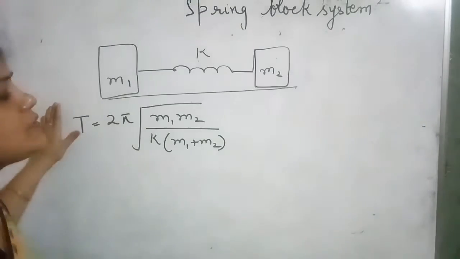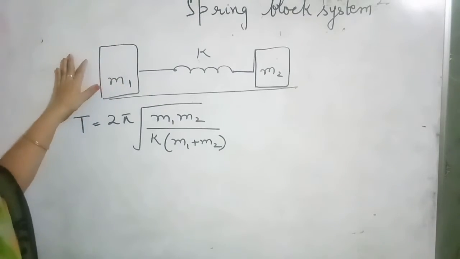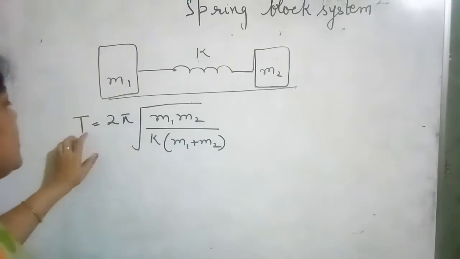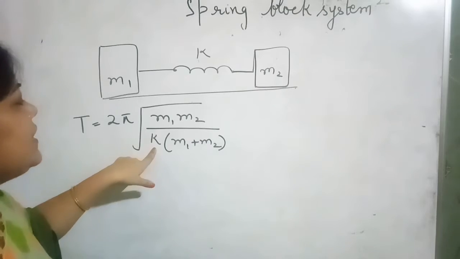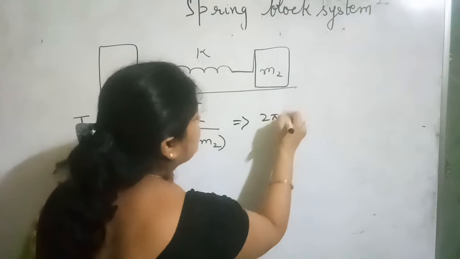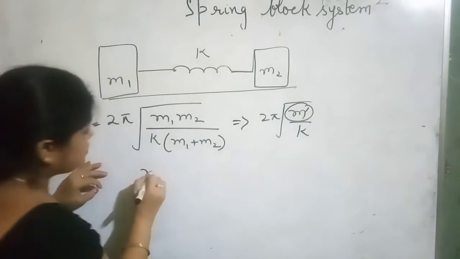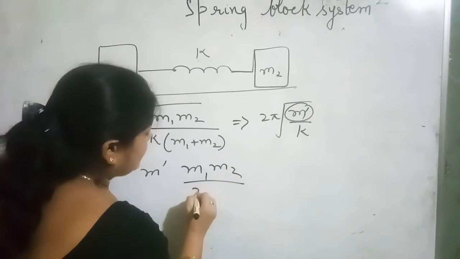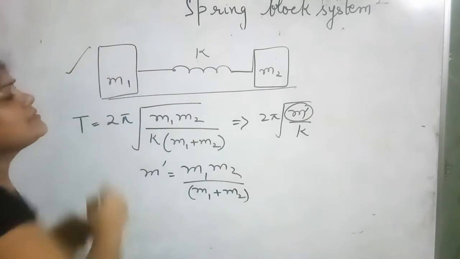Sometimes this type of system is also given to you, that a spring is connected in between two different objects having different masses m1 and m2. And in this case, period of oscillation is equal to 2π under root of m1 m2 upon k times m1 plus m2, because we know that our formula is 2π under root m over k. So in place of m, we just write, when it is connected in between two masses, m1 m2 over m1 plus m2. So this is the reduced mass we find in this case.